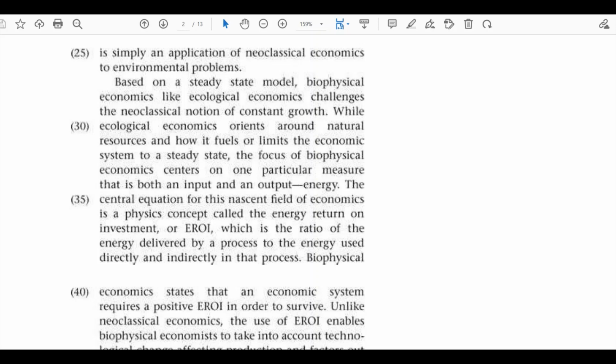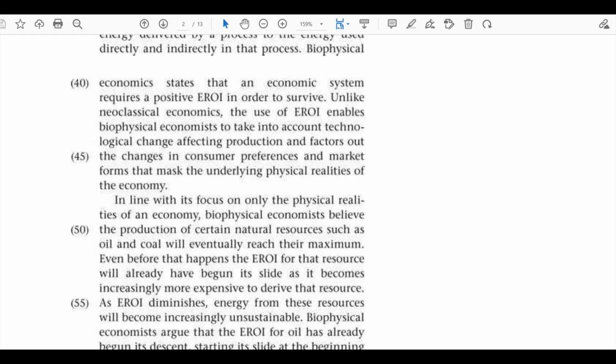The central equation for this nascent field of economics is a physics concept called the energy return on investment, or EROI, which is the ratio of the energy delivered by a process to the energy used directly and indirectly in that process. Biophysical economics states that an economic system requires a positive EROI in order to survive.